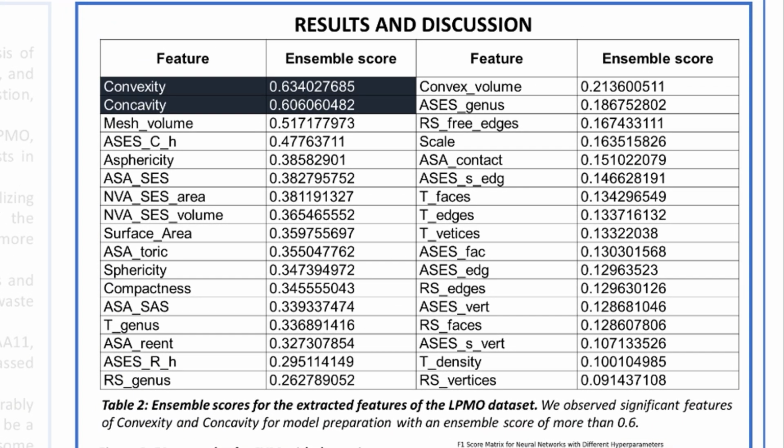Here, Table 2 represents the ensemble feature selection scores retrieved after performing feature extraction. We were able to see that convexity and concavity are the two features with more than 0.6, and we used those two features for training the machine learning model.